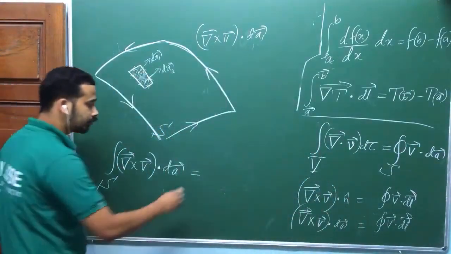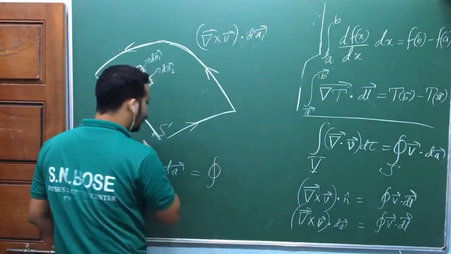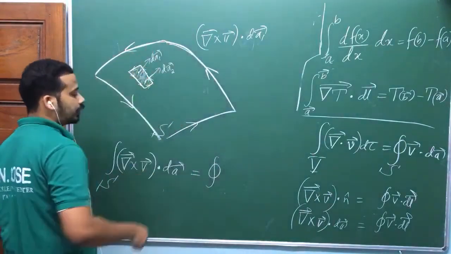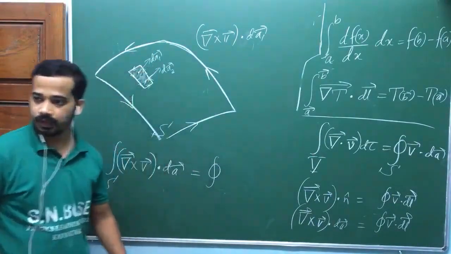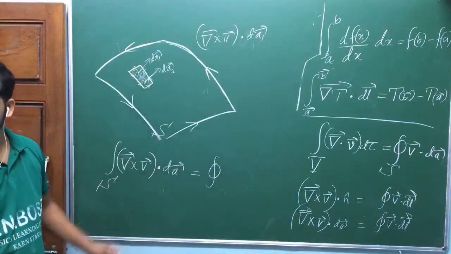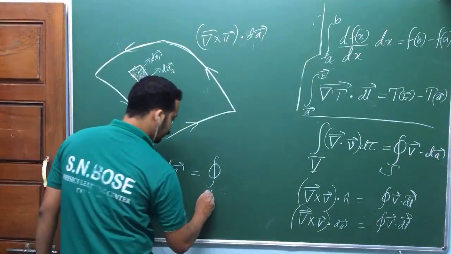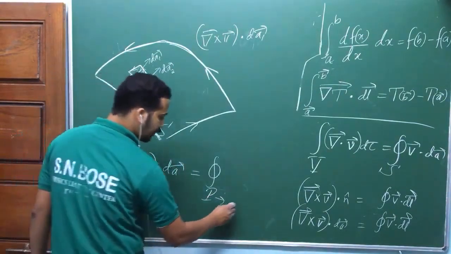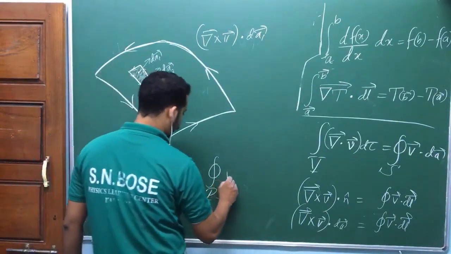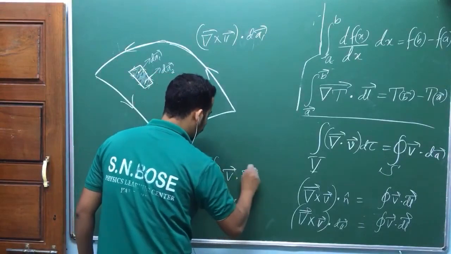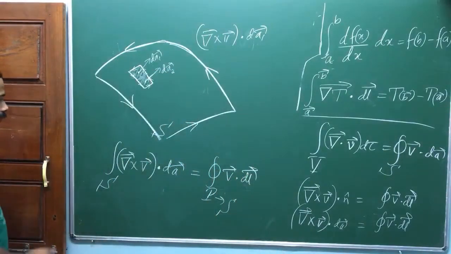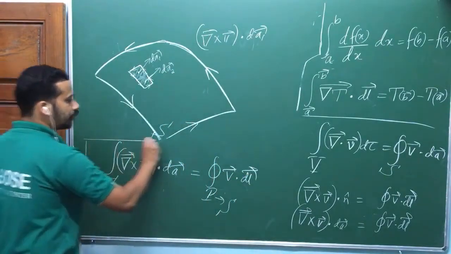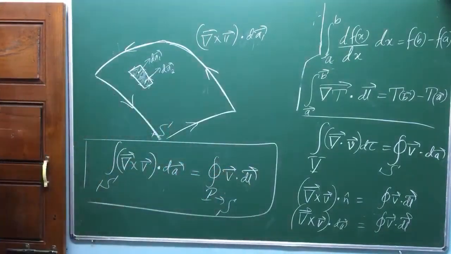As a total, that's equal to the closed path integral of the total boundary. So this is the path integral, that path is the boundary line of the surface here, of V bar dot dl bar. What is this one? This is your famous Stokes theorem, or the fundamental theorem of curl.